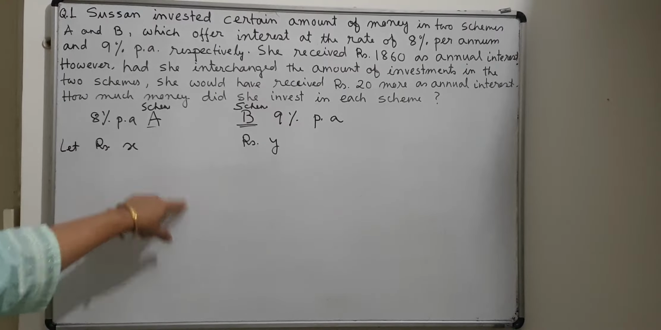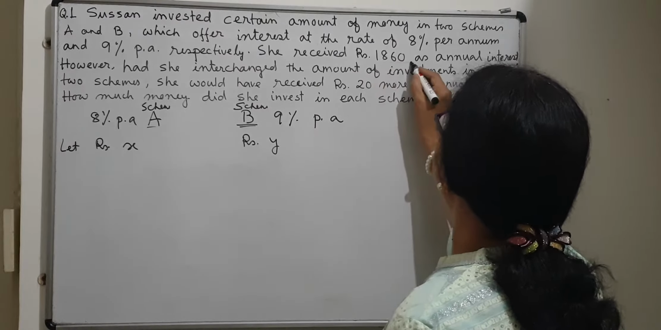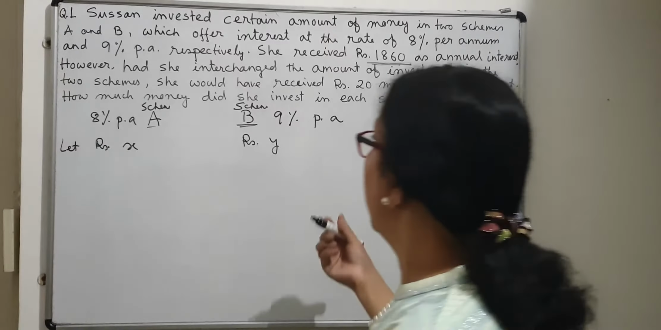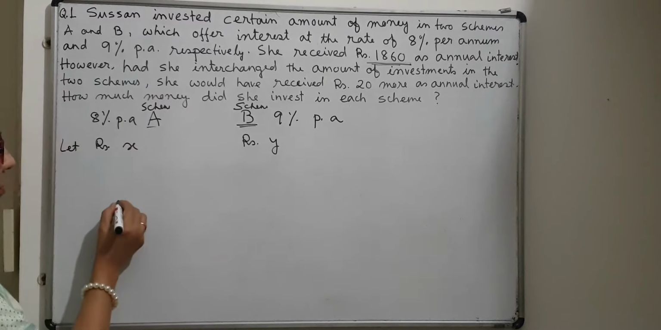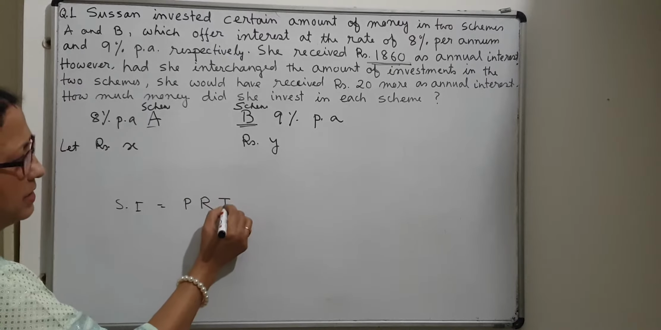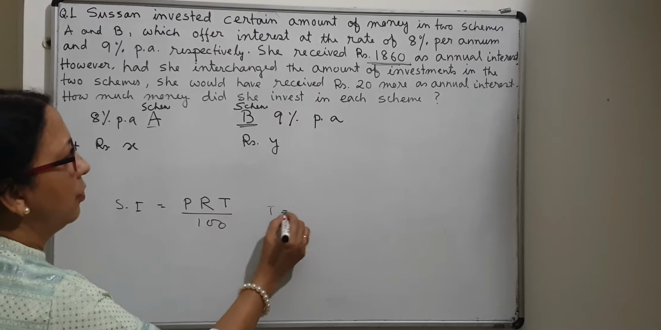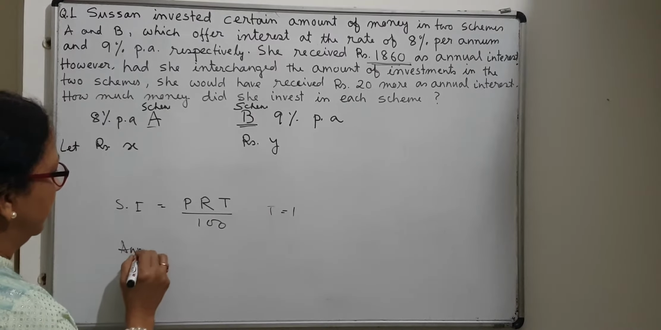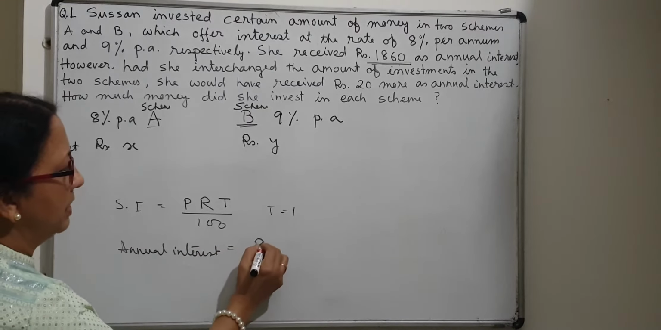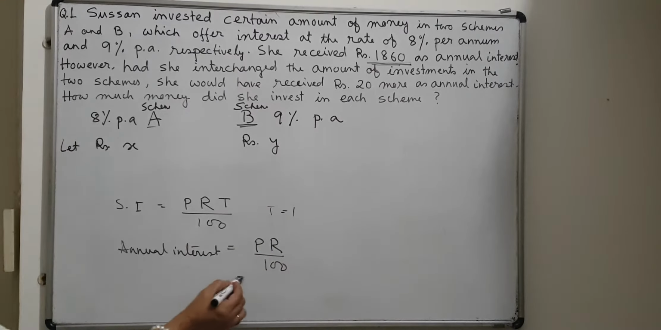So now we have to form the equations. What is the equation? It is given that rupees 1860 is the annual interest she received. So the annual interest formula: you know simple interest is equal to principal into rate of interest into time in years upon 100. So for annual interest, time will be 1, and annual interest will be principal into rate of interest upon 100. With this formula we can form the equation.